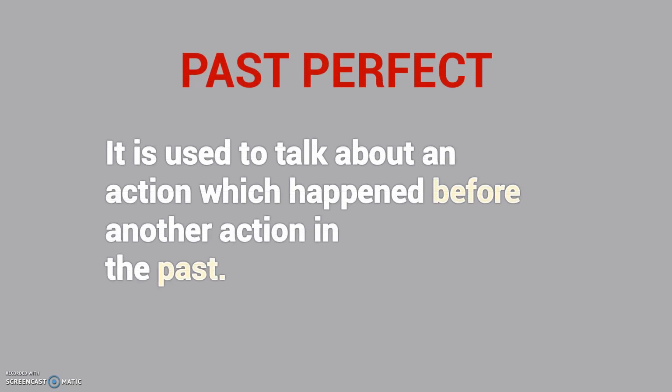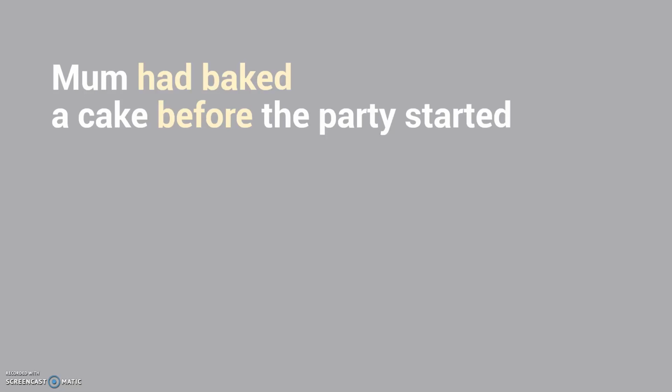Alright, to start, past perfect is known as the past of the past. What does it mean? It means that it is used to talk about an action which happened before another action in the past. So how come? We're gonna look at the structure first and some examples.